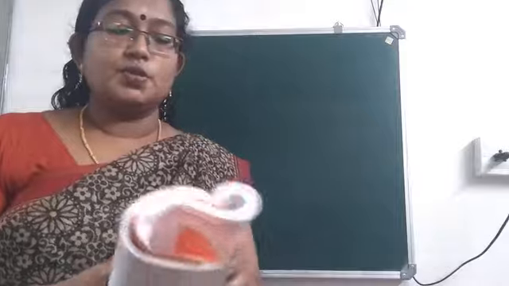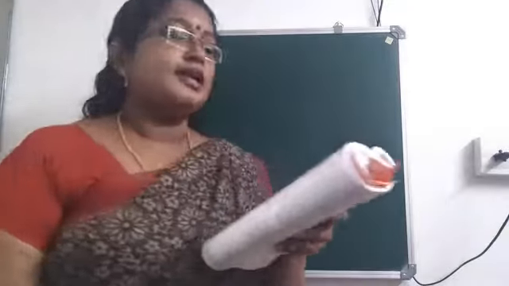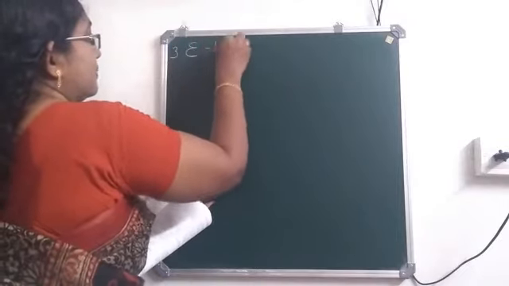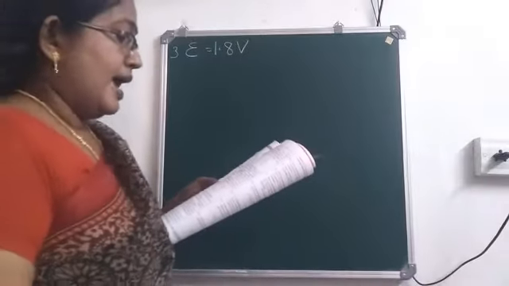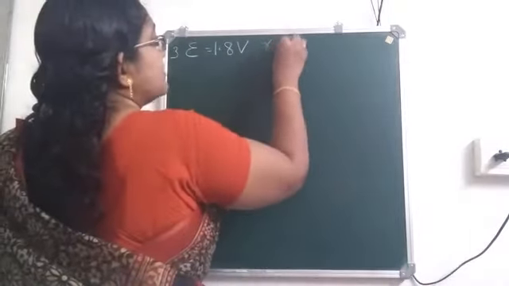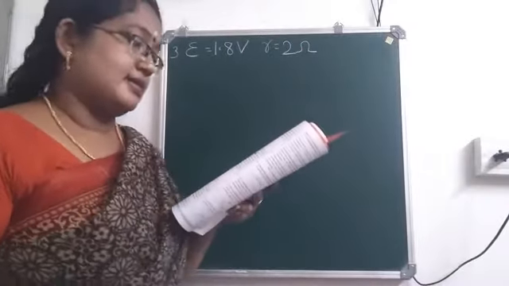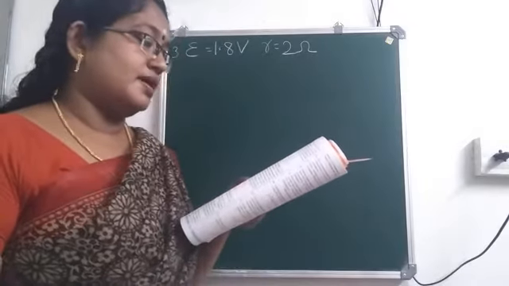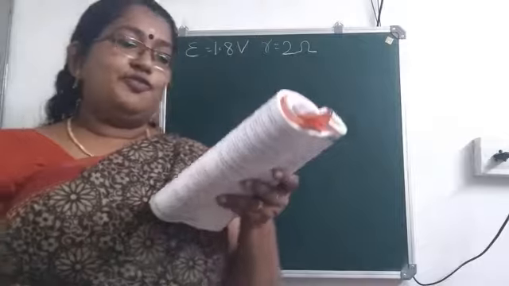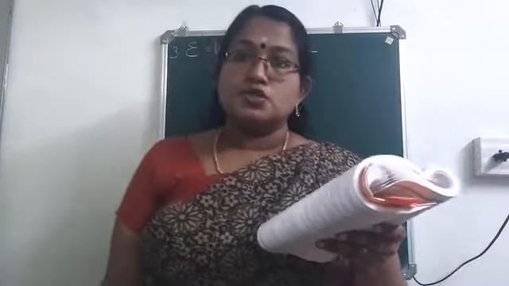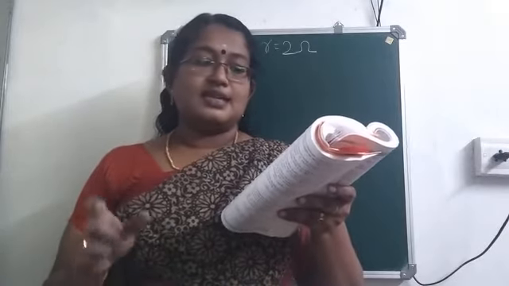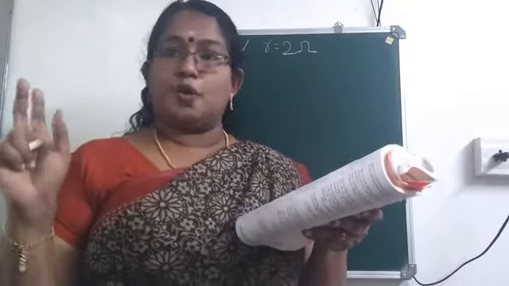Okay, now we will move to question number 3. A cell of EMF 1.8 volt, so epsilon is 1.8 volt and internal resistance small r is equal to 2 ohm, is connected in series with an ammeter of resistance 0.7 ohm and a resistor of 4.5 ohm as shown in the figure. So you can look into that diagram. The ammeter is offering a resistance of 0.7 ohm. Then the externally connected resistor is 4.5 ohm.